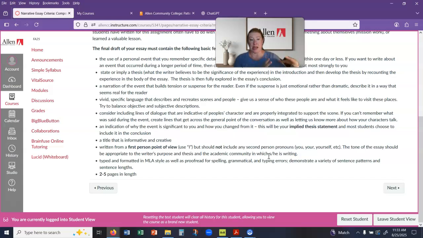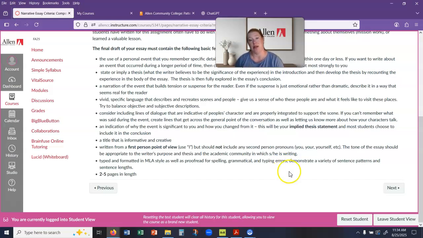A lot of students will set up the story. This is when it happened, like on a sunny day in May or something. And then the end of their introduction is a little bit of foreshadowing. I never knew this conversation was going to change my life, or something like that. And so then we get to the end, then you can imply it again, how it changed you, how significant it was.